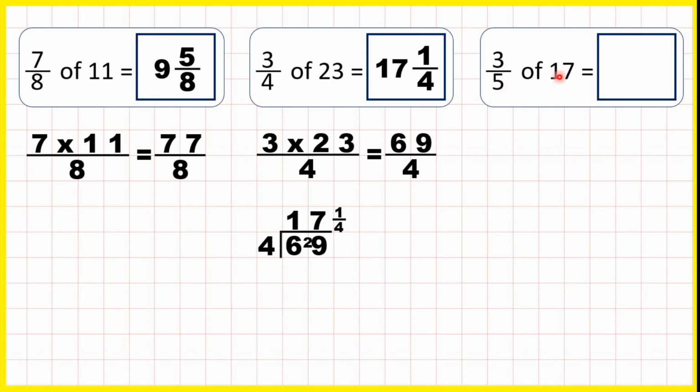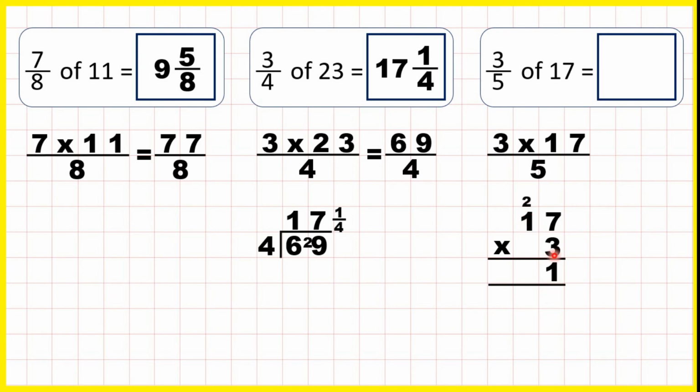Now 3/5 of 17. 17 divided by 5 leaves a remainder, so we need to start by multiplying our numerator. So we need to work out 3 times 17. 7 times 3 is 21, so 2, 1. 1 times 3 is 3, plus 2 is 5. So 3 times 17 is 51. So we have 51 over 5.